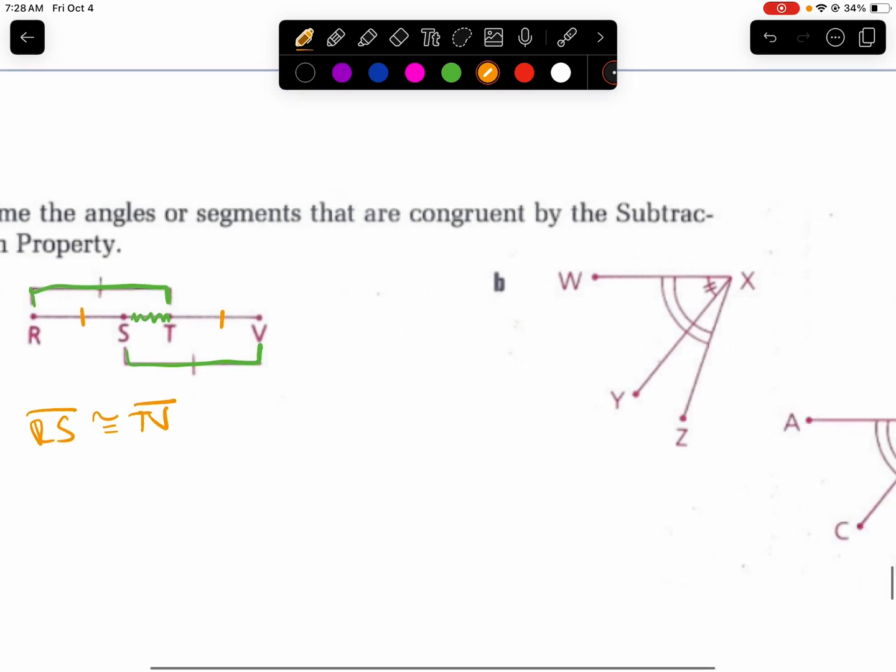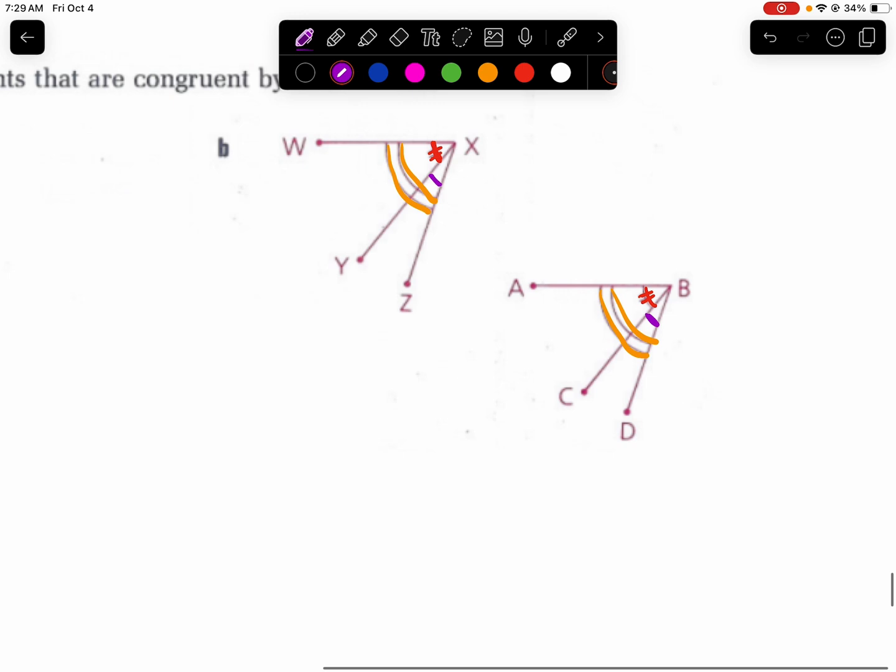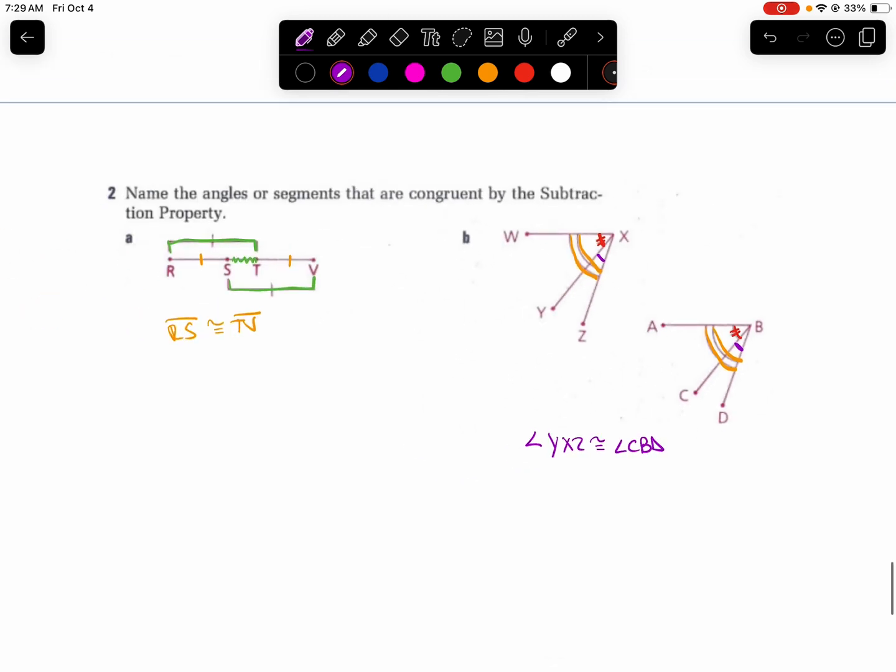Here, again, I have a big angle and a big angle that are congruent. I know these small angles are going to be congruent. So what I can say is that angle YXZ is congruent to angle CBD, because if congruent angles are subtracted from congruent angles, the differences are congruent.